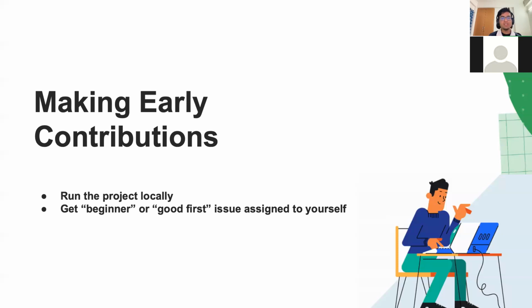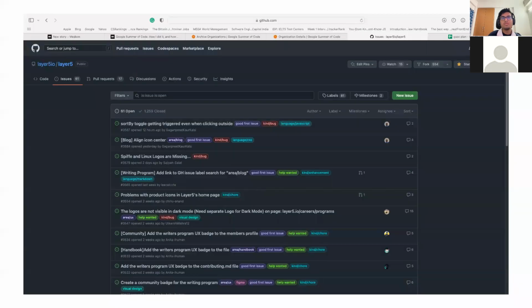The next thing is to find issues with the tags beginner or good first issue or newcomer, because generally what mentors do is they create issues which have the tag good first issue, which are suitable for someone who has just started collaborating with their open source organization.